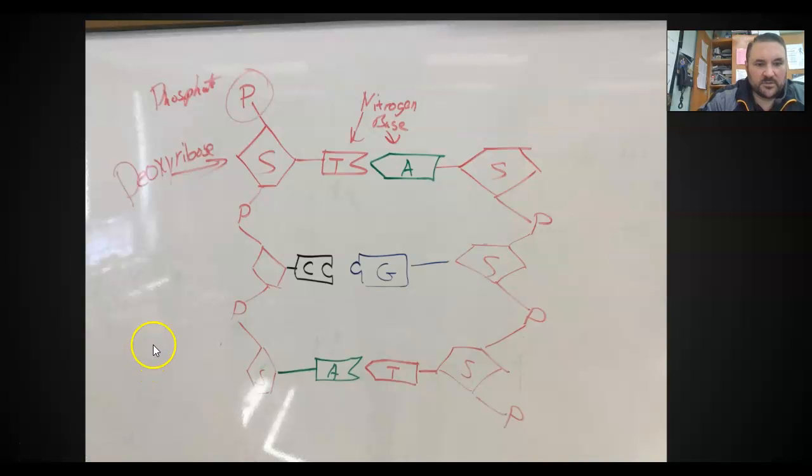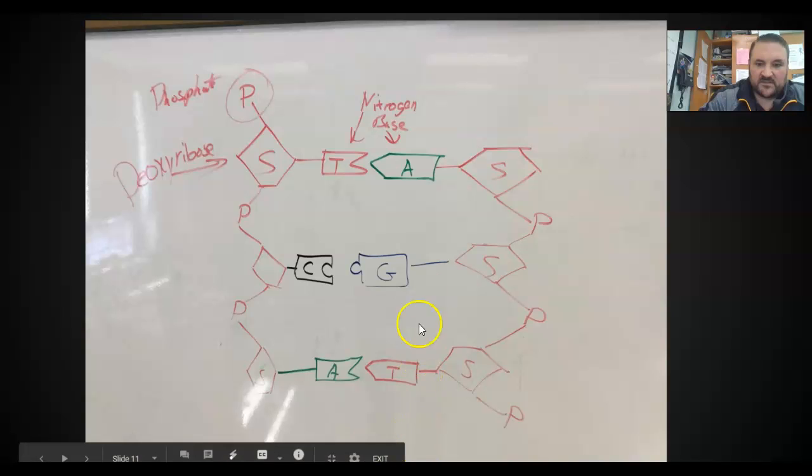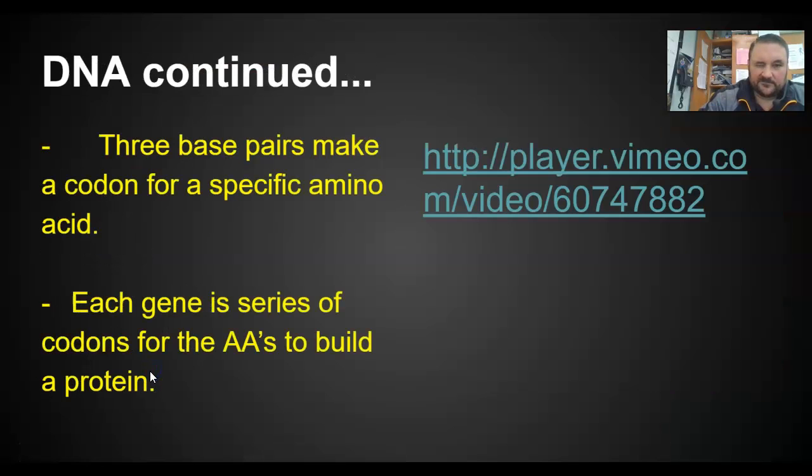Here's one I drew on the board. This is your deoxyribose. The P is the phosphate group. The nitrogen bases make up the rungs of the ladder. 3 base pairs make up a codon, and a codon tells for a specific amino acid. Each gene is a series of codons that build a protein.